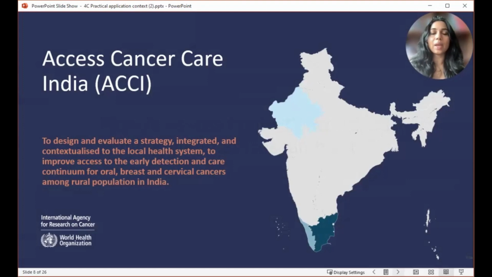Our project is the Access Cancer Care India project. This project focuses on implementation research to design and evaluate a strategy that eventually will be integrated and contextualized to the local healthcare system to improve access of early detection and subsequent care continuum for 3 cancers, which is oral, breast, and cervical cancers among rural population in India. In 3 states, namely Kerala and Tamil Nadu in the southern Indian states, and 1 northern state in Rajasthan.